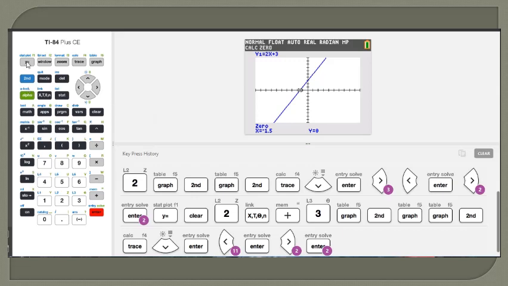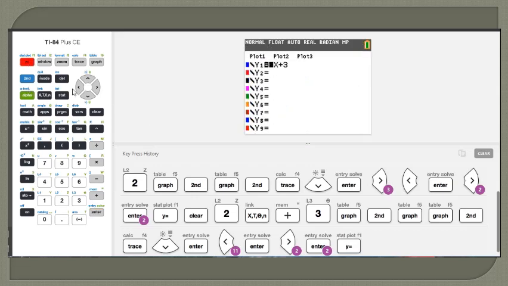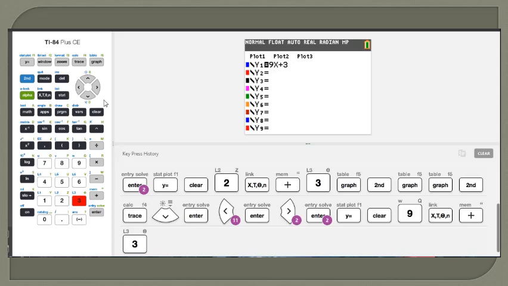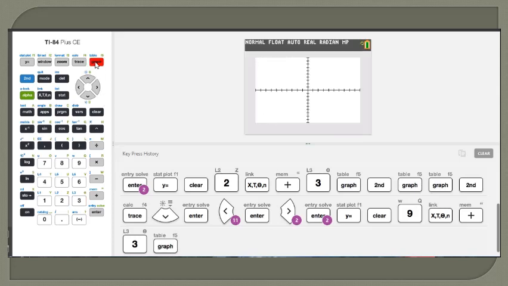Now, let's do one last one. And this time, I'm going to clear my equation out. This time, I'm going to go 9x plus 3. So I got 9x plus 3. And let's hit graph, see what it looks like. Okay, well, there we go. We can see I got a little bit steeper line. And it looks like my x-intercept is right there at -1, and my y-intercept looks like it's probably at 2.